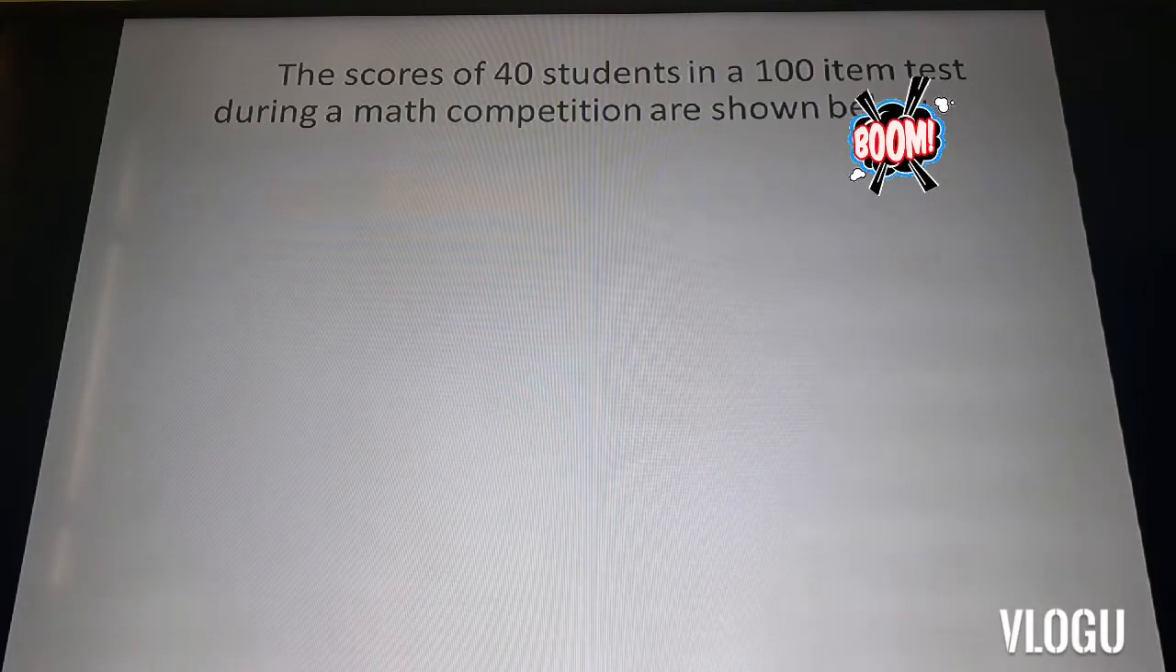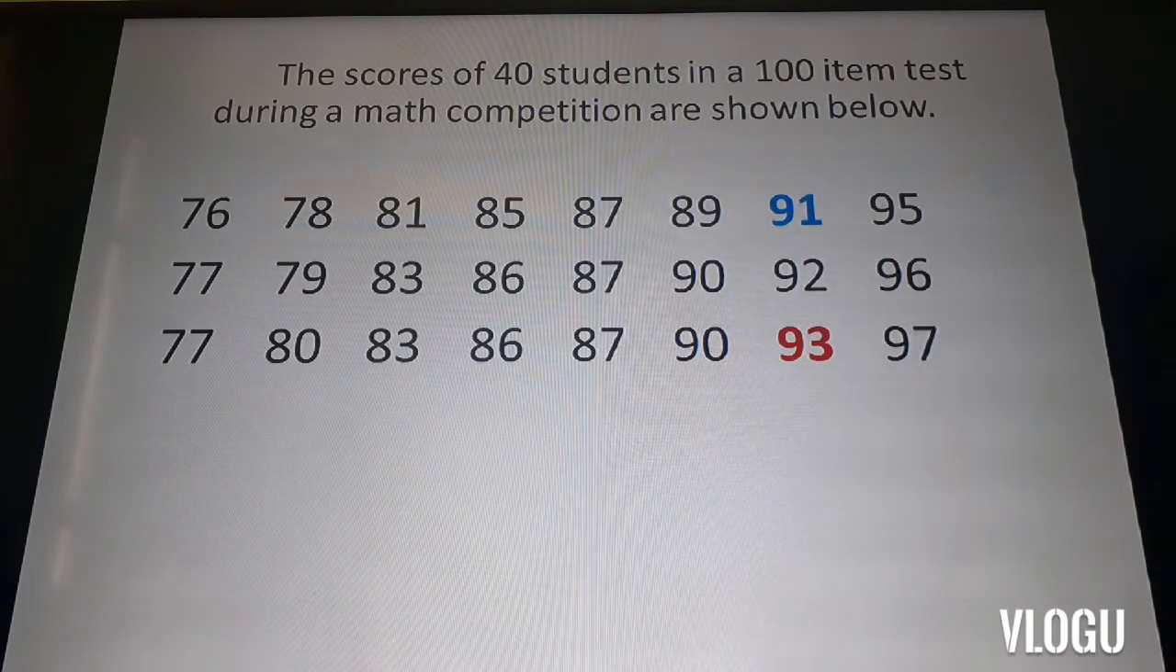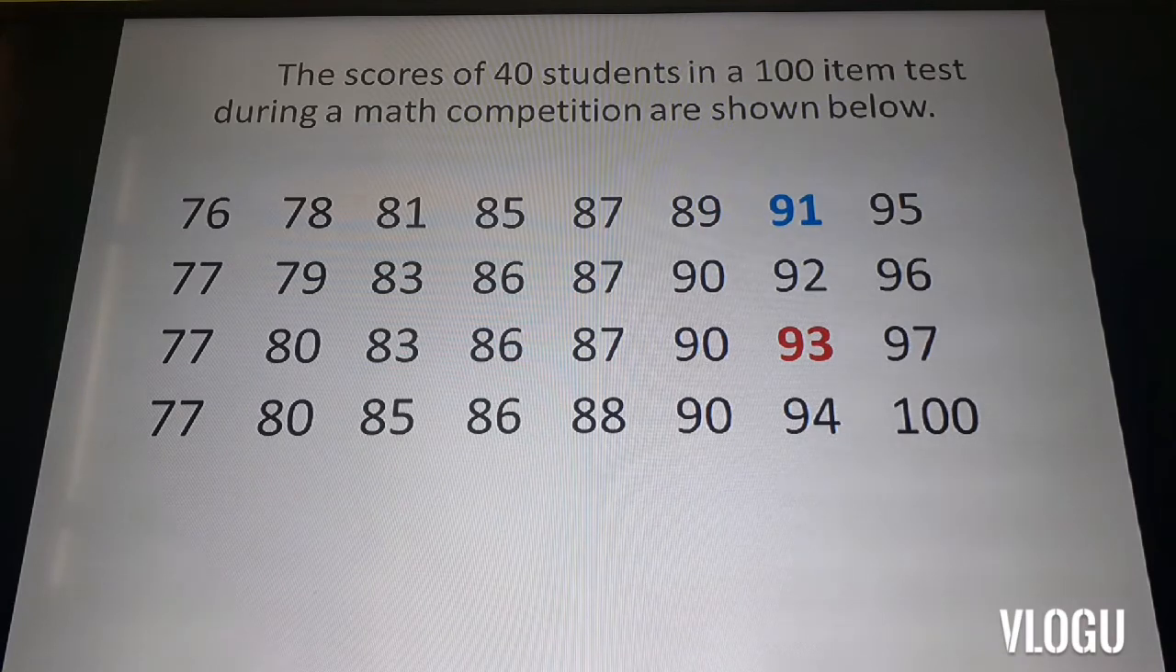The scores of 40 students in a 100-item test during a math competition are shown below. We have the scores distributed in an array or chronological order. So we have the first score, which is 76, and the last score is 100.